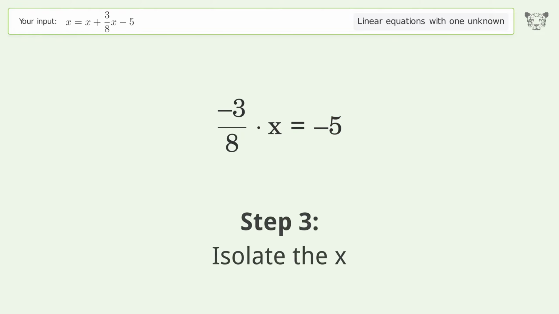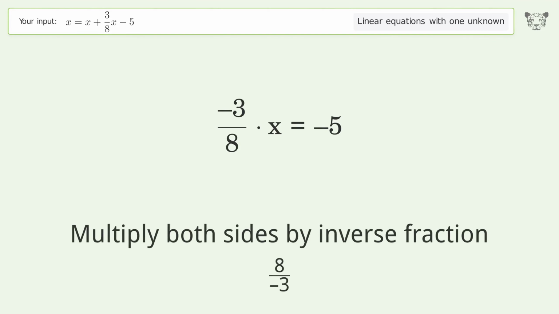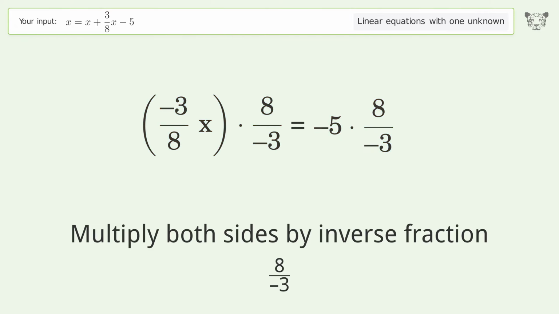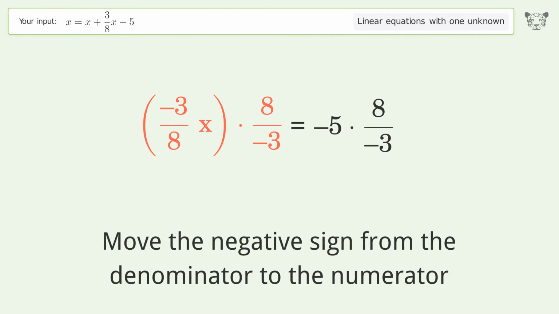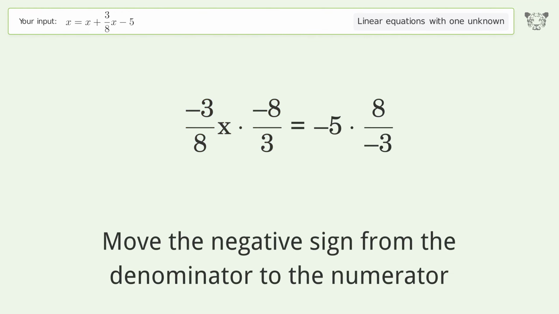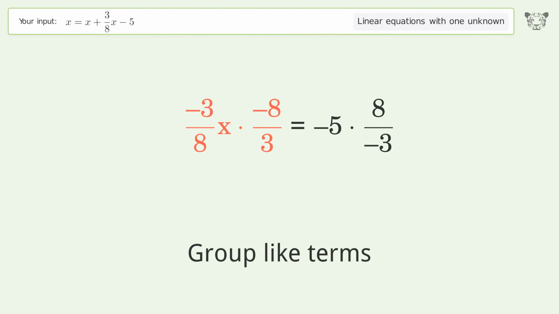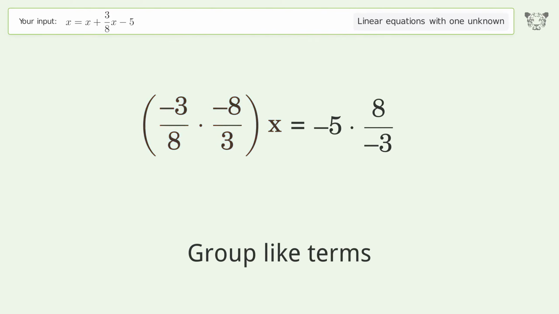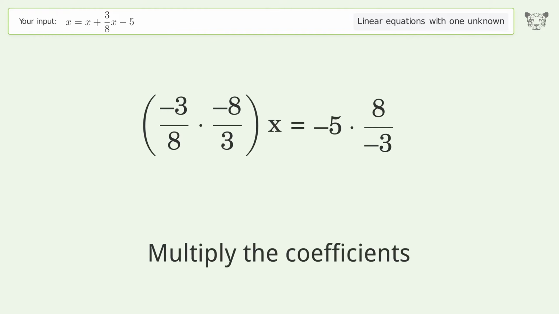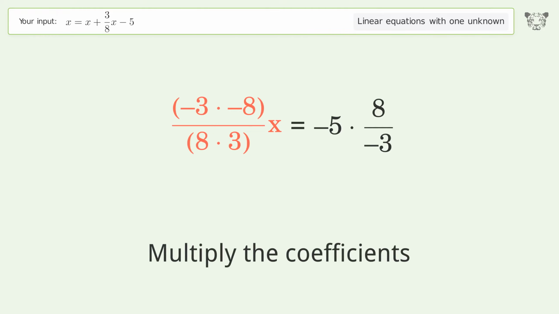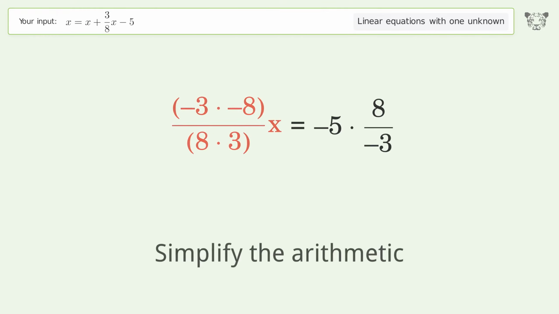Isolate the x. Multiply both sides by inverse fraction 8/3. Move the negative sign from the denominator to the numerator. Group like terms. Multiply the coefficients. Simplify the arithmetic.